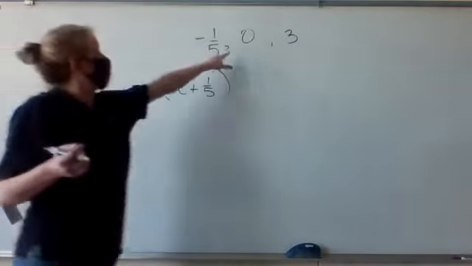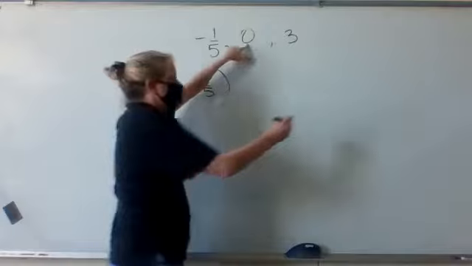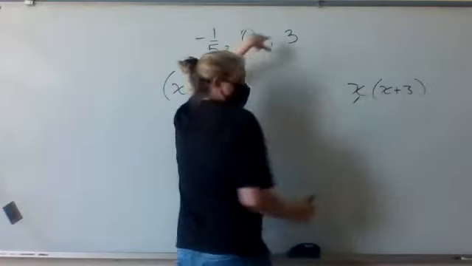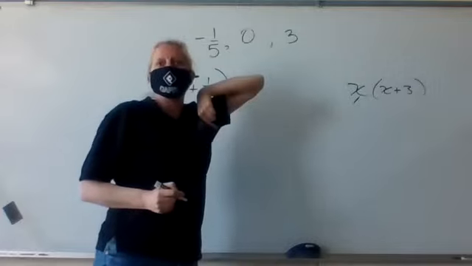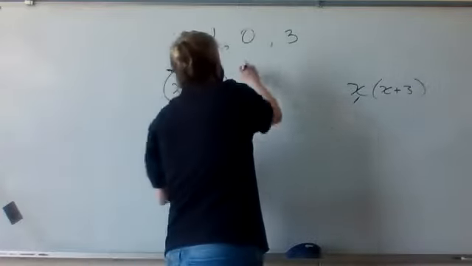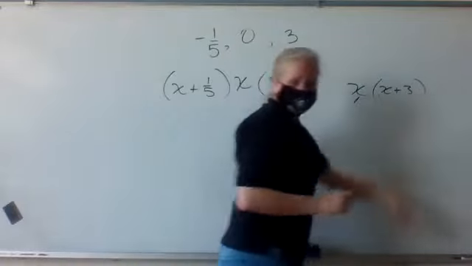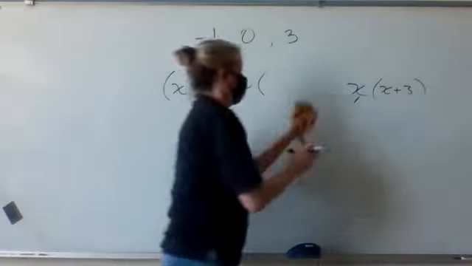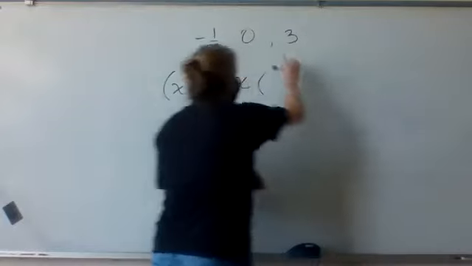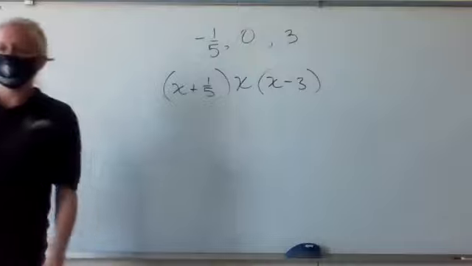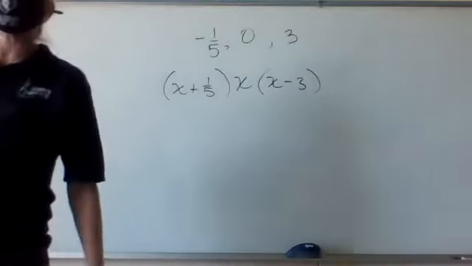So remember when we got this as a 0, that's because our factor was just like that. It's just an x, right? So this is just an x. And then this one came from x minus 3. So there's my three factors.